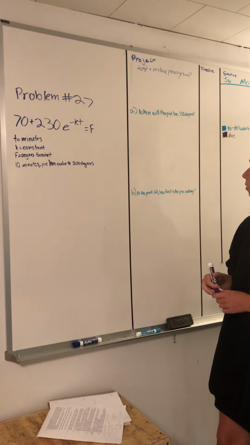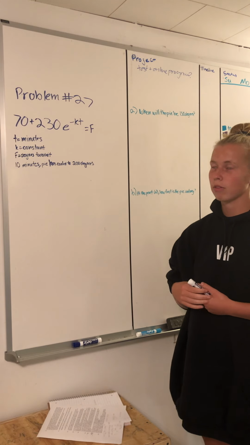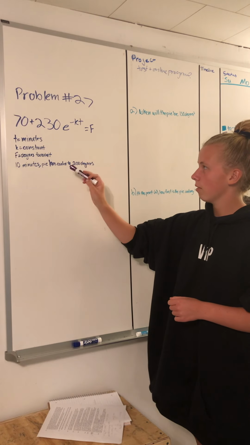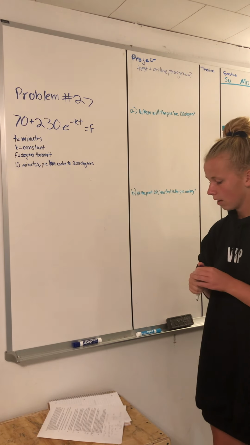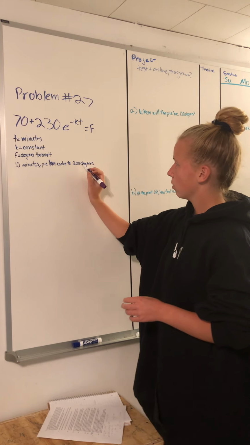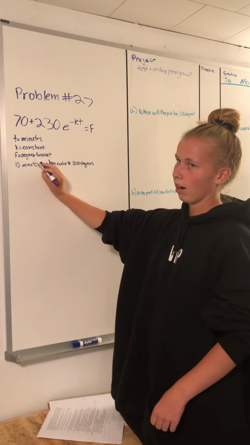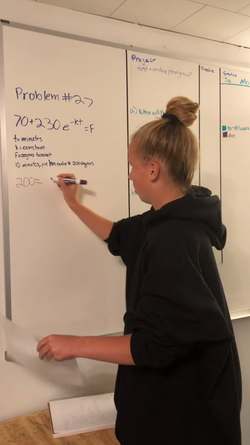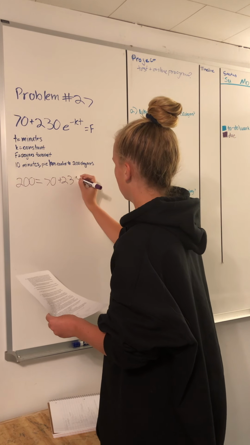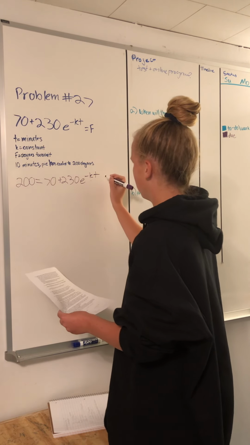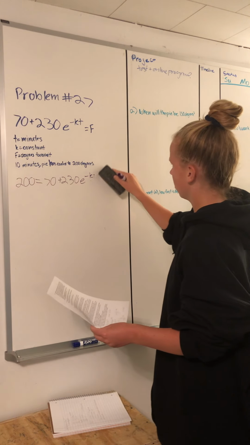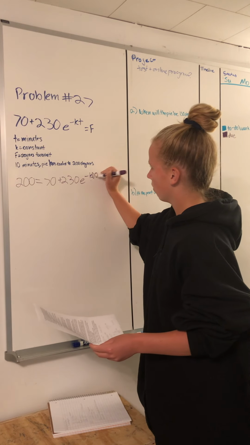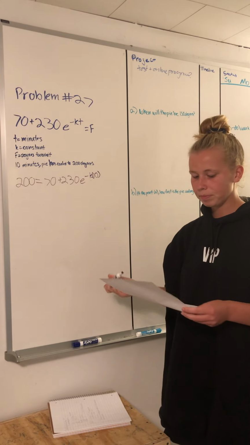Part A asks when will the pie be 150 degrees, but in order to solve for that we have to solve for k. So before we can even get to A, we have to solve for k using this information. We know at 10 minutes the pie is cooled to 200 degrees, so F equals 200. So we have 200 equals 70 plus 230 e to the negative k t, and t equals 10. And that's using the information given in the problem.